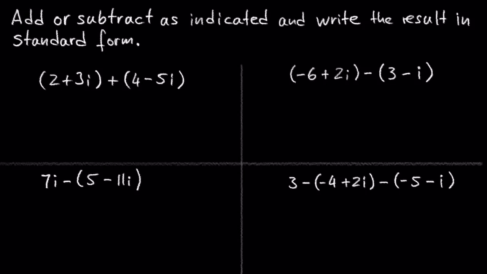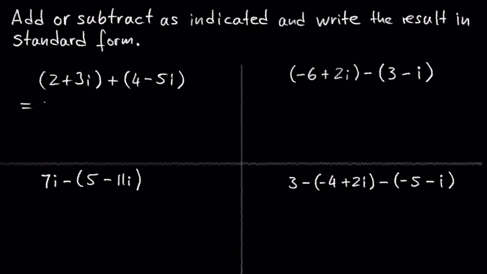Let's look at some complex number exercises. Add or subtract as indicated and write the result in standard form. 2 plus 3i plus 4 minus 5i. We don't need the parentheses here, and if you want, you can group the real parts and the imaginary parts.